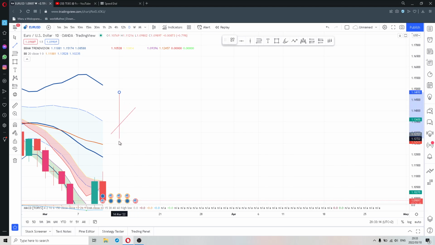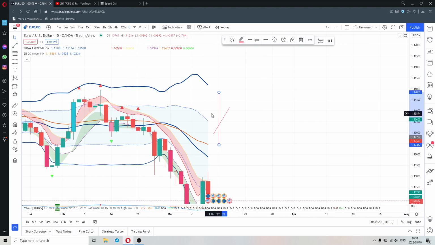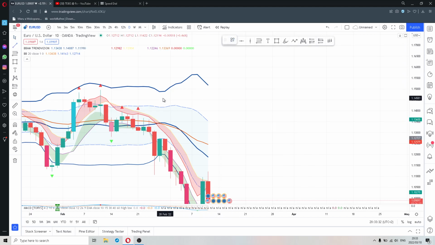So now, if this is my BBMA, my Bollinger Band here. Let me just do it on the Bollinger Band. So if this is my Bollinger Band, guys, and the price goes above that, outside of the Bollinger Band, the price shouldn't be outside of the Bollinger Band. So if you see price outside of the Bollinger Band, either it's telling you that there is too much pressure to go to the upside, or the price is just being extreme in order to go to the downside.